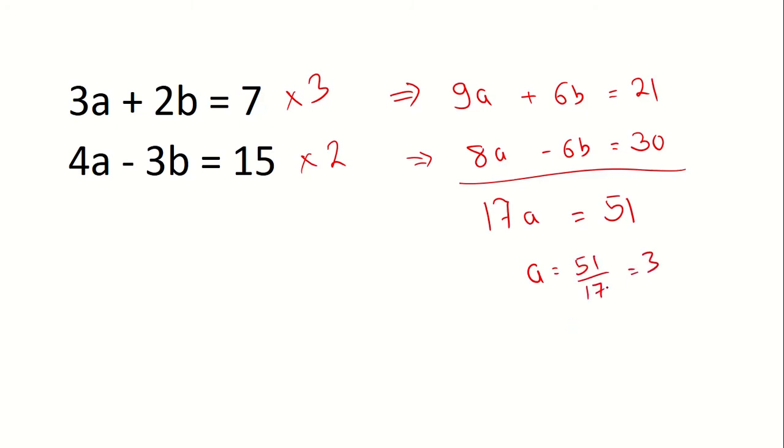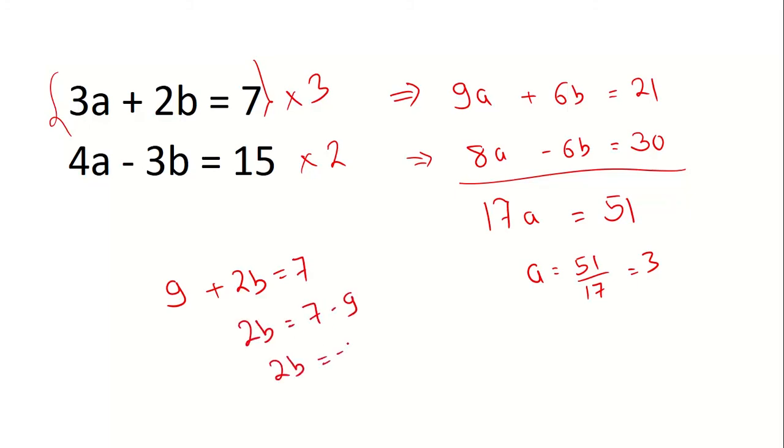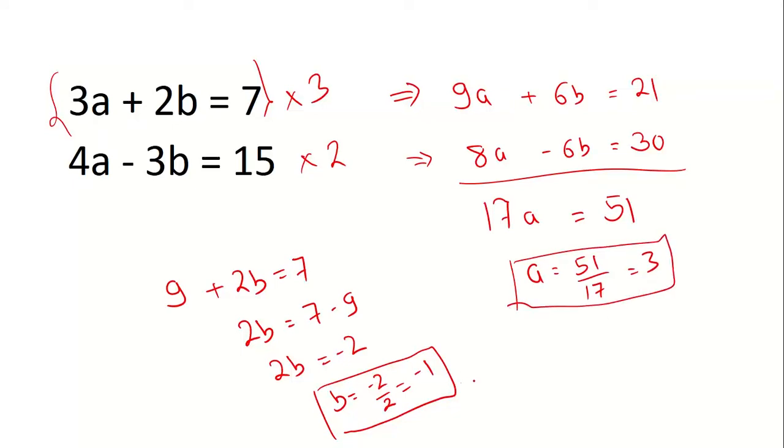If A is 3, I can use this equation to get the value of B as well. So 3A, so 3 multiplied by 3, 9, plus 2B is 7. 2B will become 7 minus 9. So 2B is minus 2, or B will be minus 2 divided by 2, that's minus 1. So A is 3, and B is minus 1.